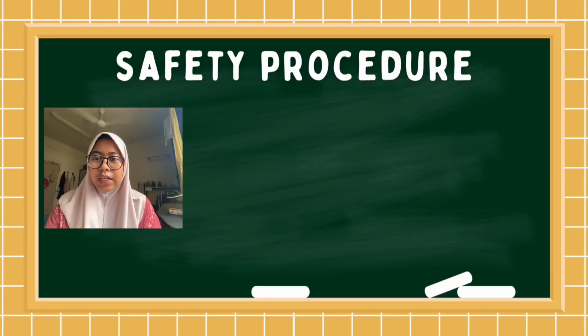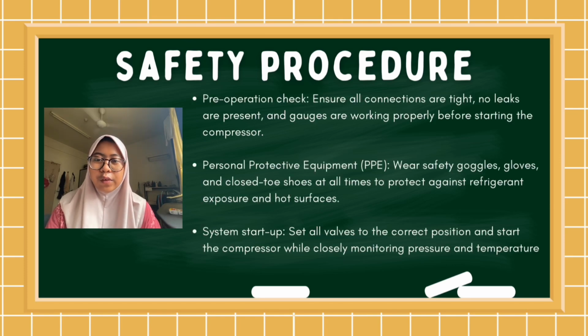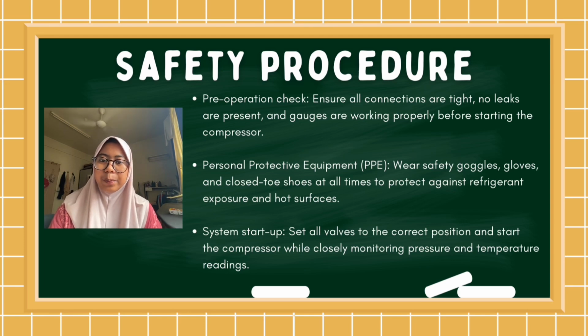Moving on to the last part of the lab report, which is the safety procedure. So for the safety procedure, first and foremost, before we do the experiment, we have to do the pre-operation check, which is to ensure all connections are tight, no leaks are present, and gauges are working properly before starting the compressor. We have to wear our PPE, wear safety goggles, gloves, and closed-toed shoes at all times to protect against refrigerant exposure and hot surfaces.